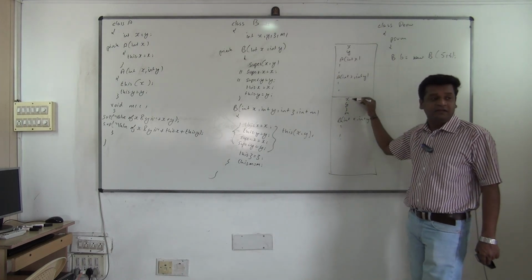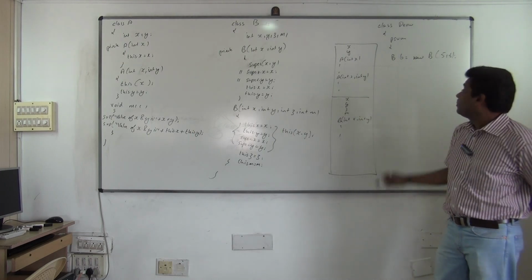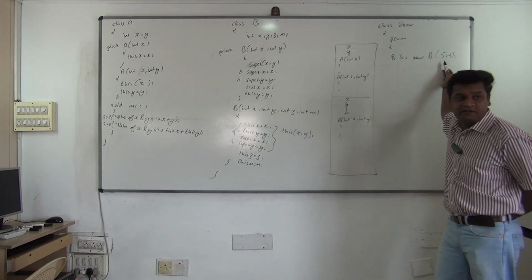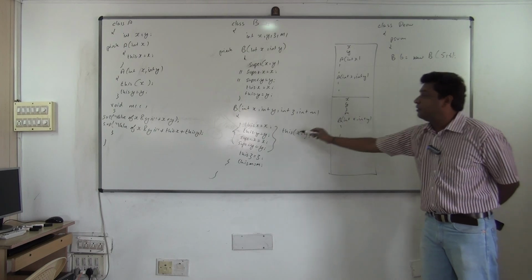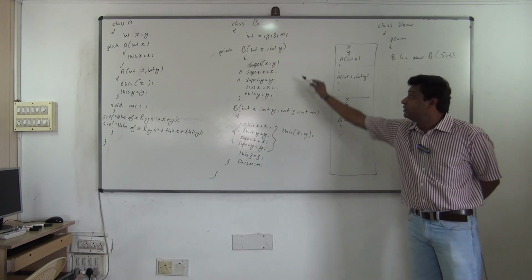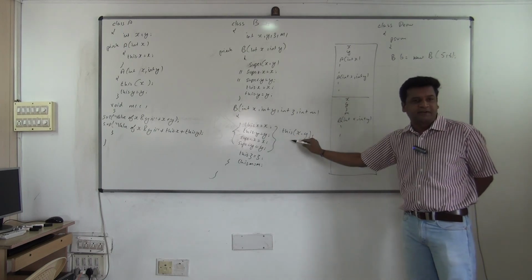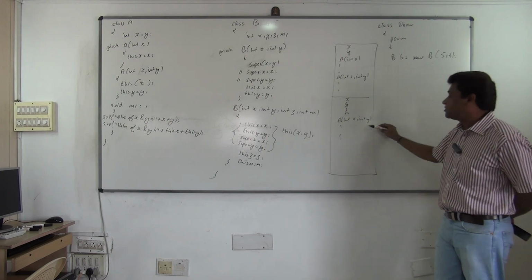In class B, how many are there? X, Y, Z, M. Four are there. So if I call the constructor with two parameters, it will invoke the second constructor. It will not invoke the third, which one? Sorry, it will invoke the first constructor in B. It will not invoke the second constructor of B. But what will the first constructor of B do?